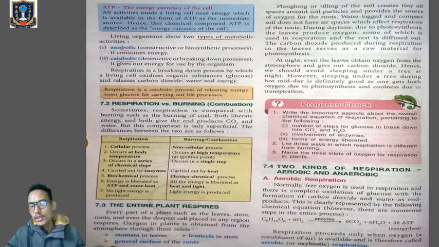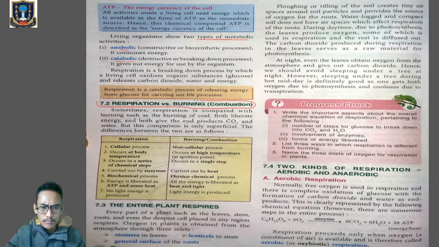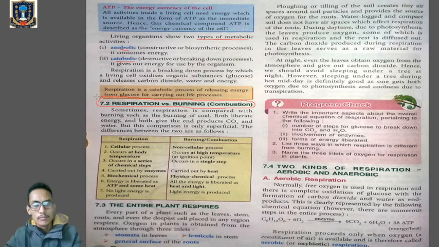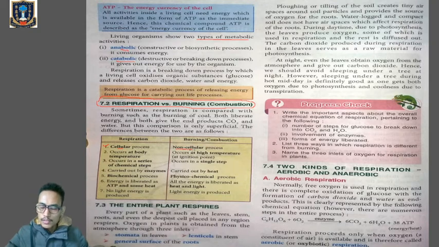So today we'll continue with the same topic. We'll learn the difference between respiration and burning, that is combustion. So what is the difference between respiration and burning or combustion? The first difference is that respiration is a cellular process. It takes place in cells, whereas combustion is non-cellular, which means it does not take place in a cell. It occurs externally in any environmental condition.